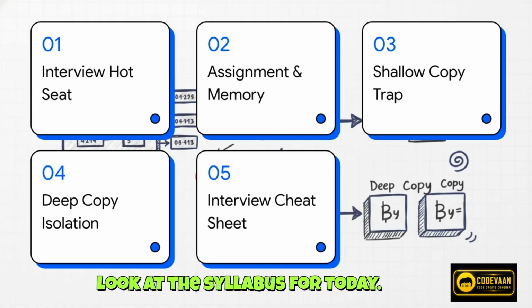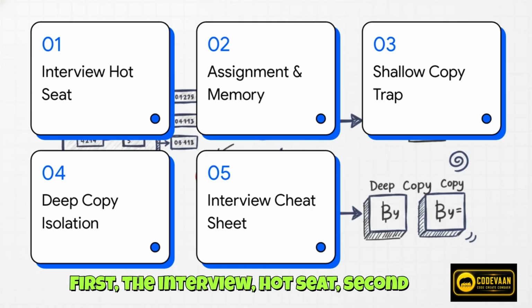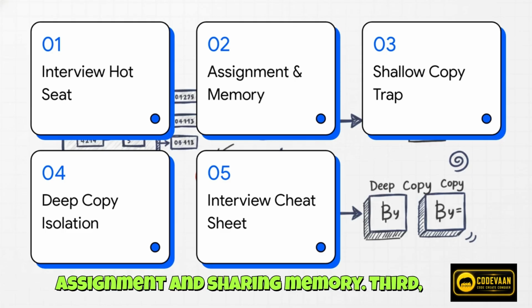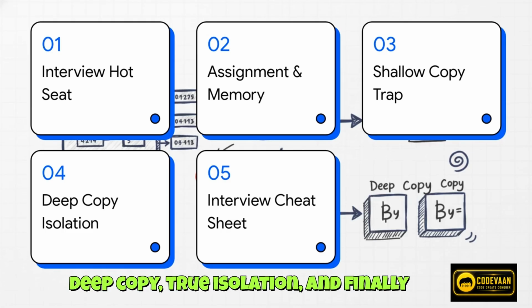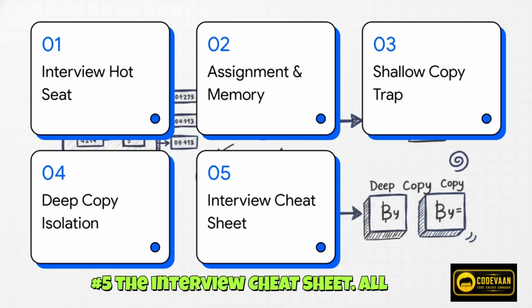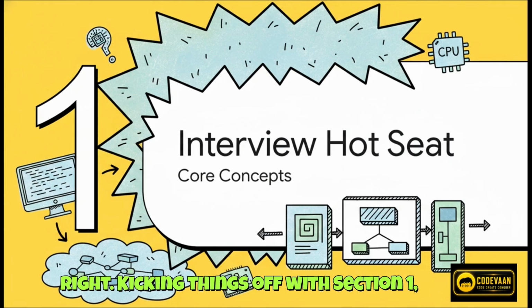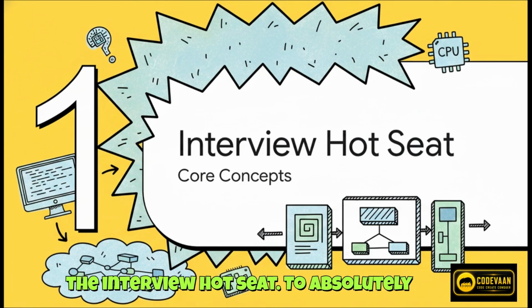First, the interview hot seat. Second, assignment and sharing memory. Third, shallow copy, the nested trap. Fourth, deep copy, true isolation. And finally, number 5, the interview cheat sheet. All right, kicking things off with section 1, the interview hot seat.